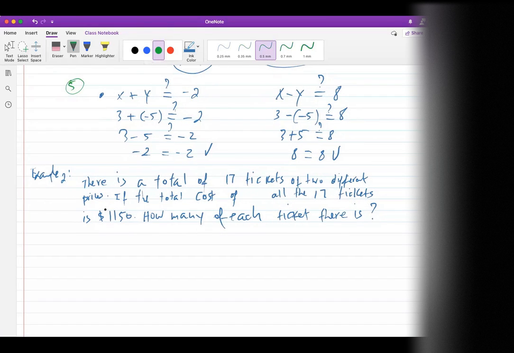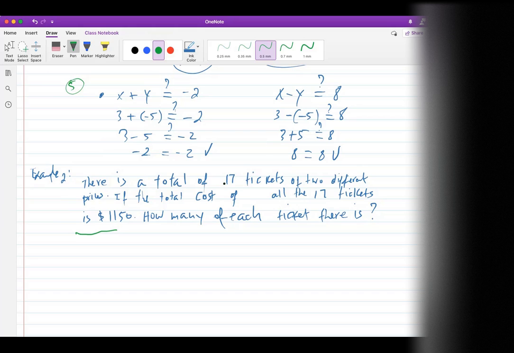Okay, again, let's read that one more time. There is a total of 17 tickets together of two different prices. If the total cost of all the 17 tickets is this, so when these were purchased or sold, the total money that was made was 1150. But there are two types of tickets. Some are more expensive than the other, so we can't just divide this by this. If they were all of the same price, it would be easy. We just take 1150 divided by 17, we'll get the price of each ticket.